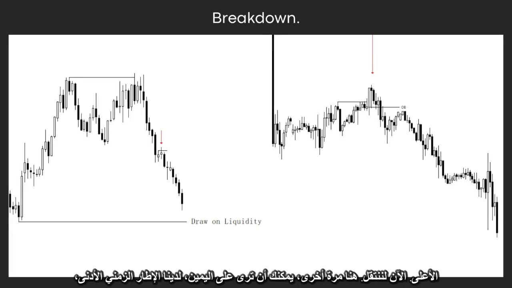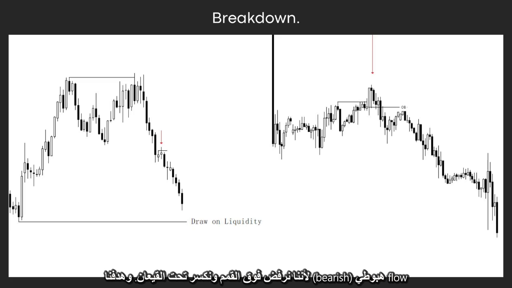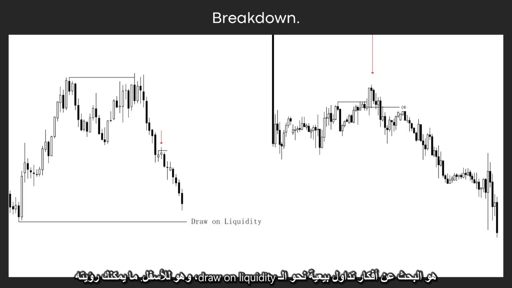Now let's move on. Right here again you can see on the right we've got the lower time frame, and on the left we've got the higher time frame. On the higher time frame, the order flow is bearish because we are rejecting above highs and breaking below lows, and our objective is to look for bearish trade ideas towards the drawn liquidity which is lower.